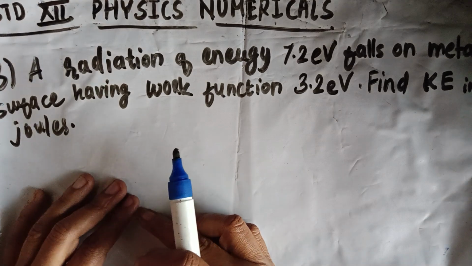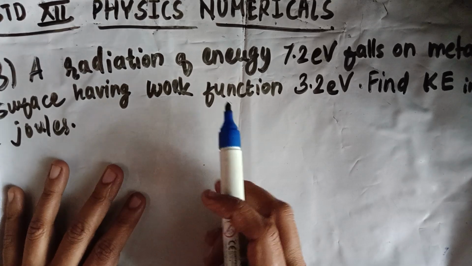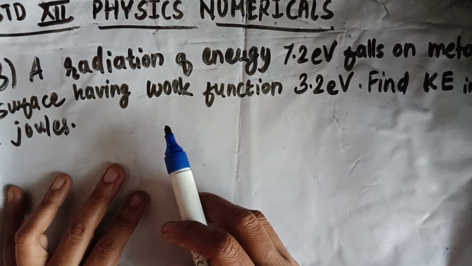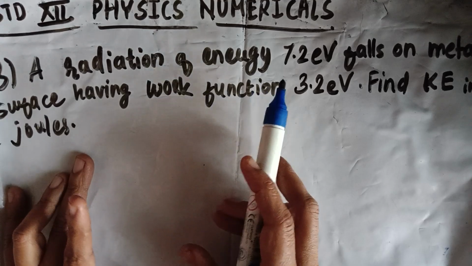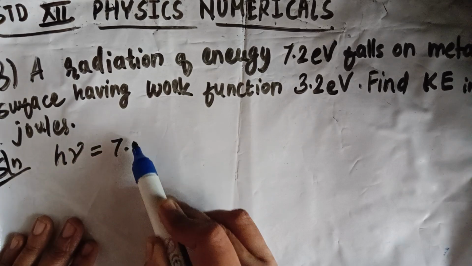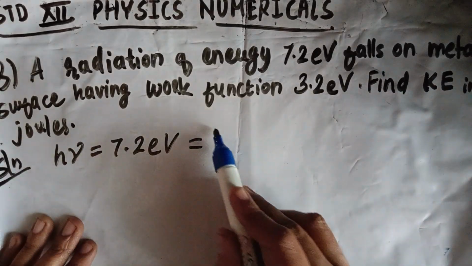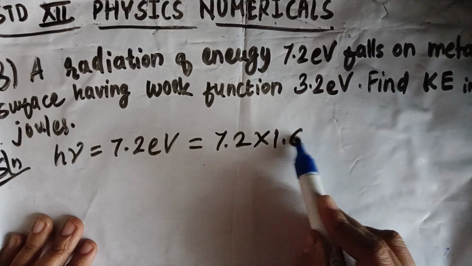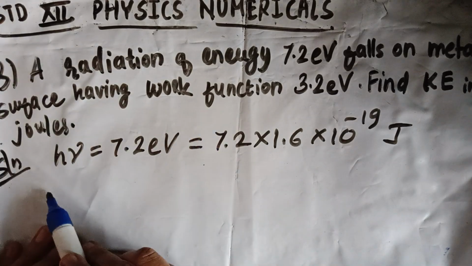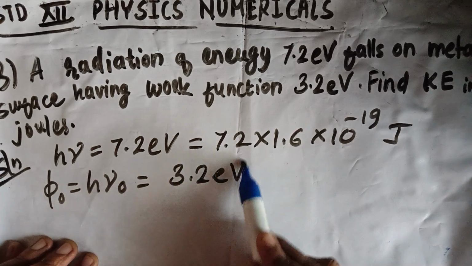Next question. A radiation of energy 7.2 electron volt falls on a metal surface having work function 3.2 electron volt. Find kinetic energy in joules. So the incident radiation energy is given. We have to find the kinetic energy in joules, so we have to convert this. To convert it, we have to multiply by 1.6 into 10 raised to minus 19. What about the work function? Work function is h nu naught. So this is also given.